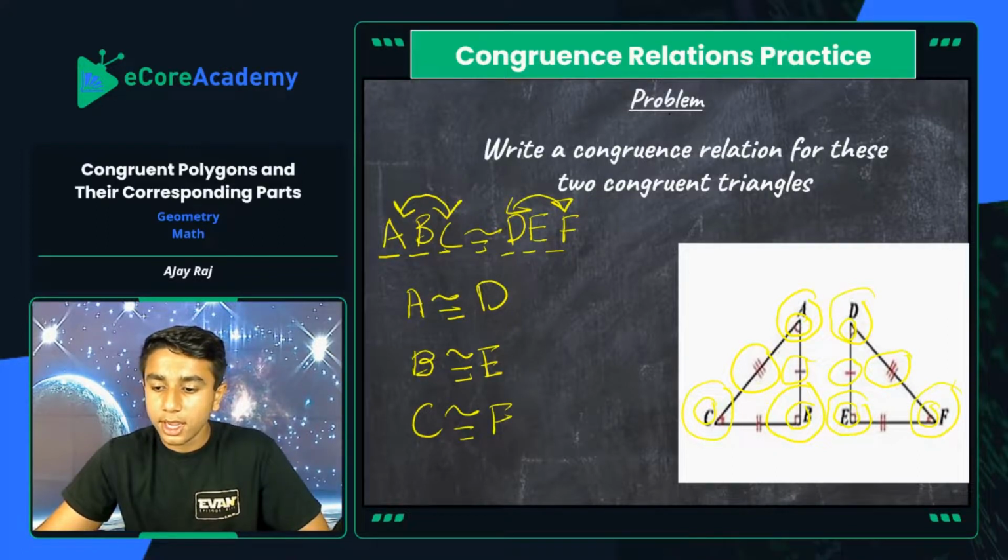And finally, our last side length is going to be the double tick mark, and that's going to be CB, which is congruent to EF. And as you can see here, CB is in the same relative position as FE.